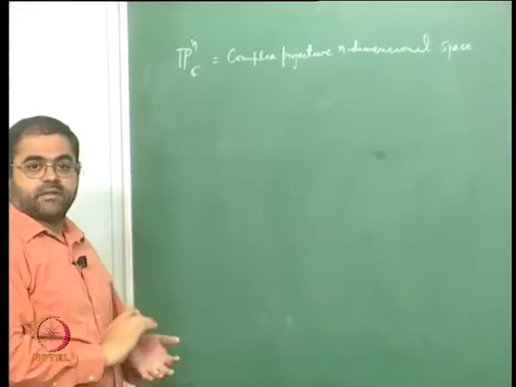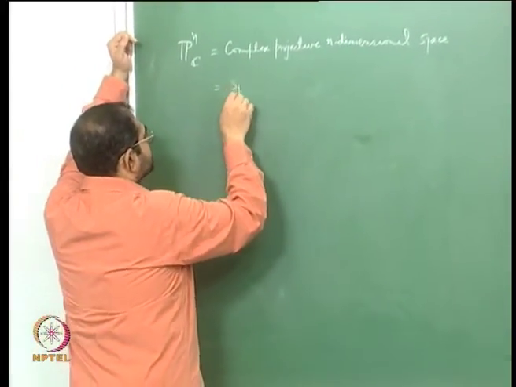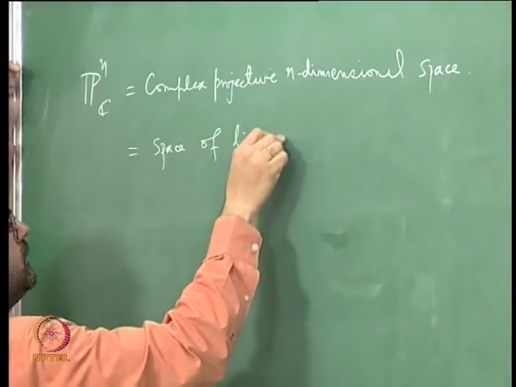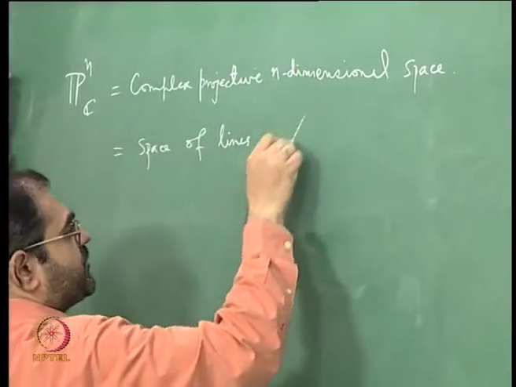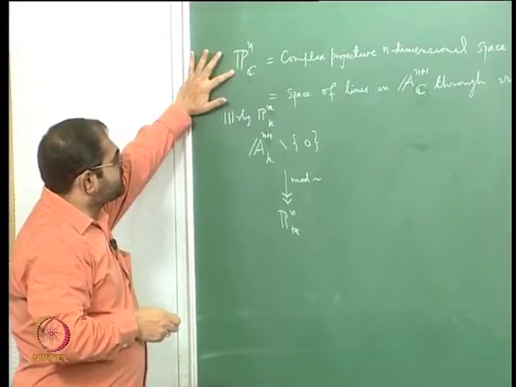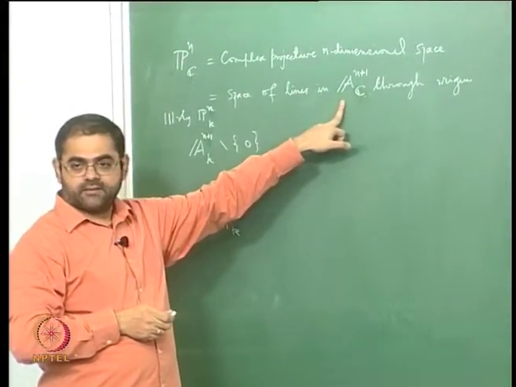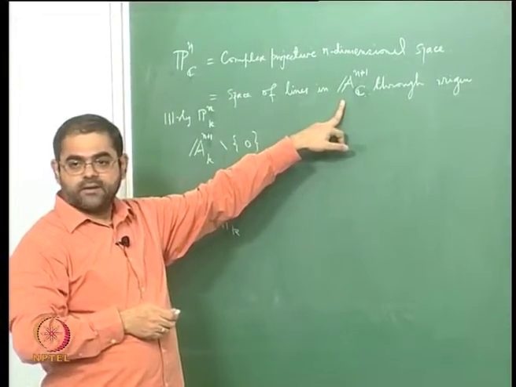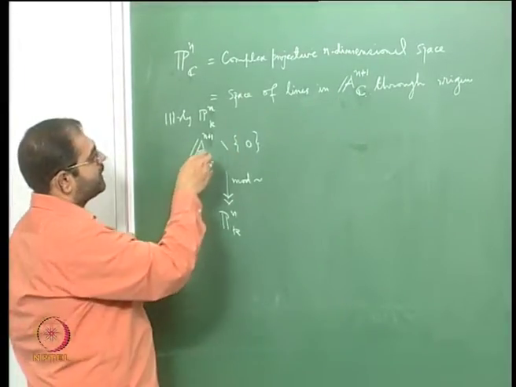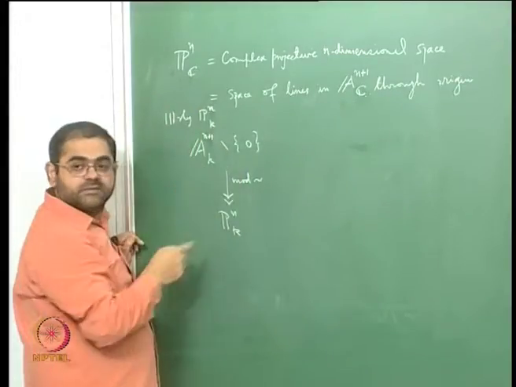Here is complex projective n dimensional space, and how is it defined? It is the space of lines in affine space. So complex projective n dimensional space is a space of lines in A^(n+1) through the origin, and that is true not only for complex numbers, for any field.